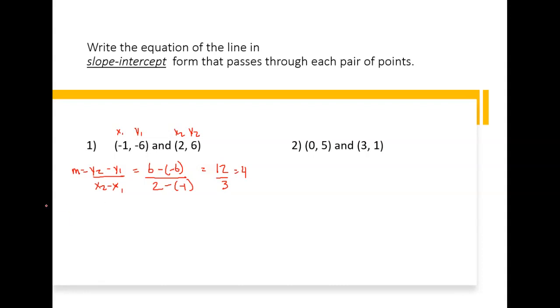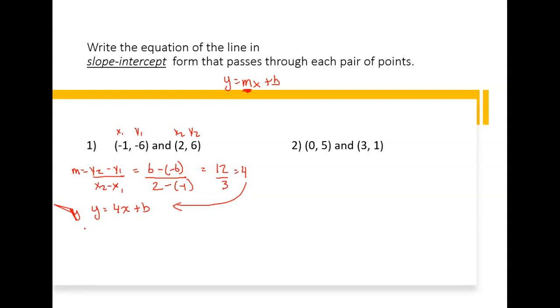So now I have y equals 4x plus b. That's all I have. That's what this gave me. It gave me my slope. So now I'm going to write that slope in with my slope intercept form. So y equals mx plus b, right? So the slope goes in for m.